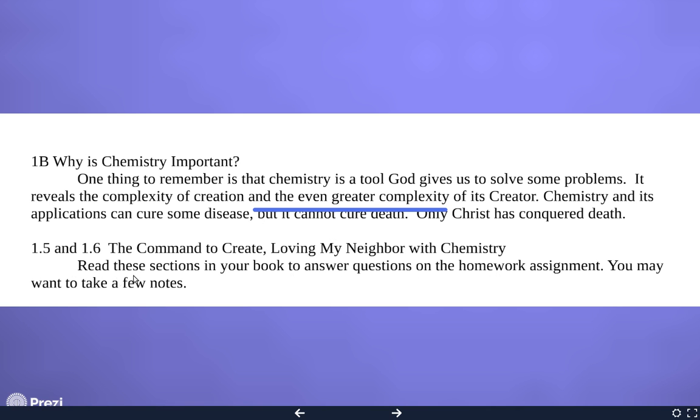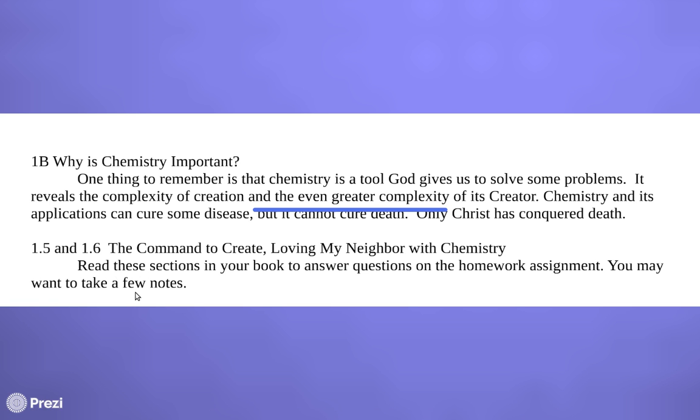You may want to take a few notes. Occasionally I may say something like this, and these are very, very short sections in your textbook. I can even look and see how long they are. It's like, oh gosh, six paragraphs on pages 8 and 9. All I want you to do is basically read through it, maybe write down a few things.